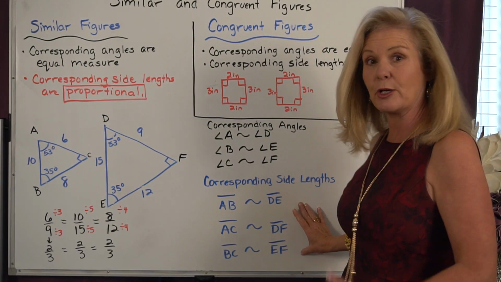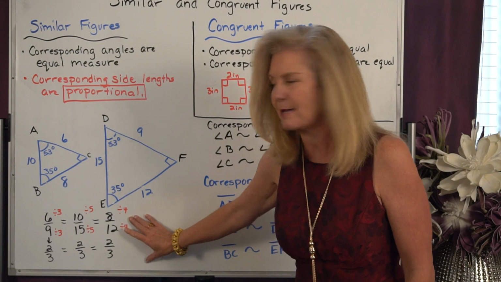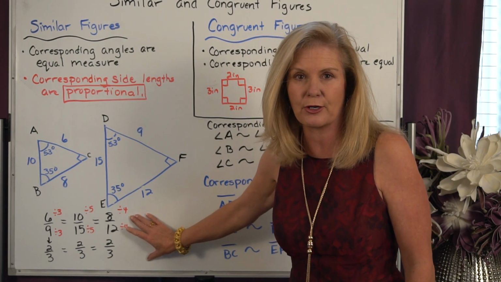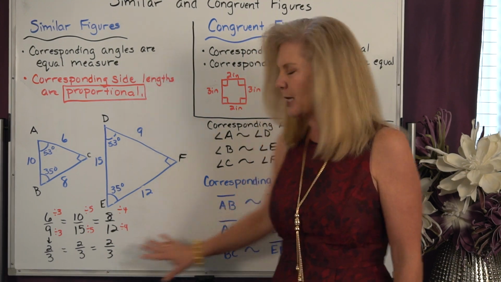Now you can only write that they're similar if you've seen that they are the same as a proportion in lowest terms. So you can't do that with anything, because if it doesn't work out to be the same, you can't do this.